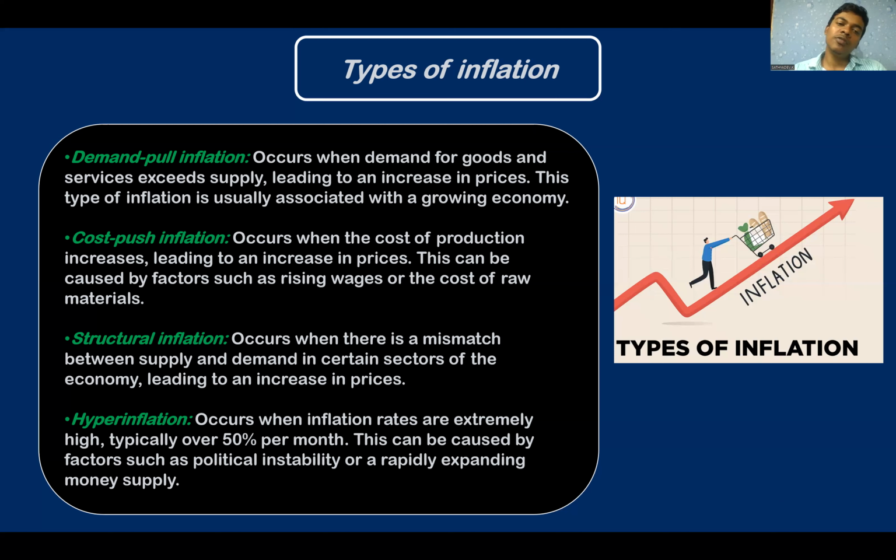Moving to structural inflation, it occurs when there's a mismatch in the supply and demand. So, it automatically increases the price of the final goods. And coming to the fourth point, it is nothing but hyperinflation. Hyperinflation is nothing but the increase of prices over 50% per month, which is normally not seen in practical cases, but this is a kind of inflation that we can see.